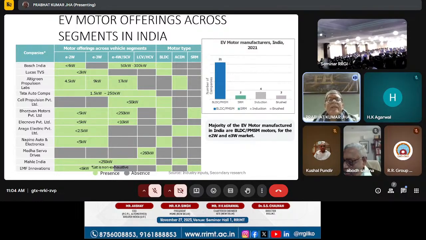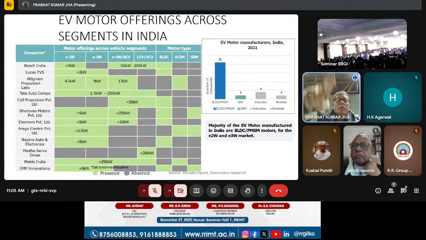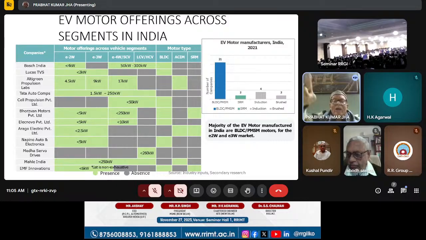And then EV motor offerings across segments in India, that is Bosch, Lucas TVS, Anti-Green Propulsion Labs, Tata Auto Components Manufacturer, Sales Propulsion Private Limited, and so on. So you will see that E2W, E3W, E4W, SEV, LCV, HCV, and all these things. The data is industry input, secondary research. You can find it out, and if you need more, I will give you the sources.